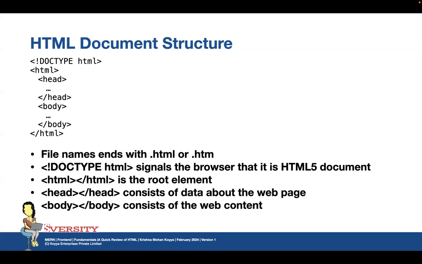Since every other element is part of the HTML element, we call HTML the root element. The first child of HTML tends to be the head element. It consists of data about the web page. It is not there to display anything, but rather it gives some data to the browser, or some other information with respect to this document, which browsers make use of. And the body section is the one which contains the real content, the content that you and I see on the screen.